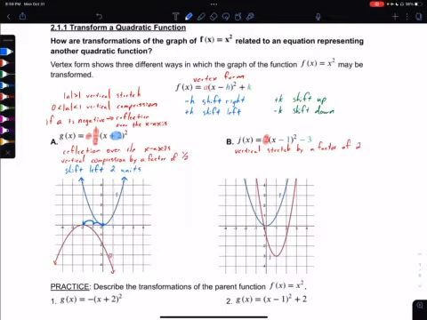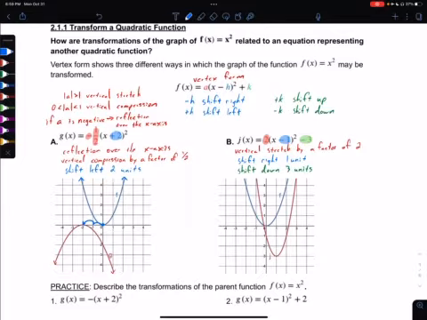The -1 is our H value. Remember, that's the one that's backwards. So if we're subtracting 1, it's going to be the opposite. So this is actually going to be a shift right 1 unit. And then finally, we have this -3, and that tells us there will be a shift. This is the easy one. It does exactly what it looks like. It's a shift down 3 units. All right, and those are the transformations for part B.